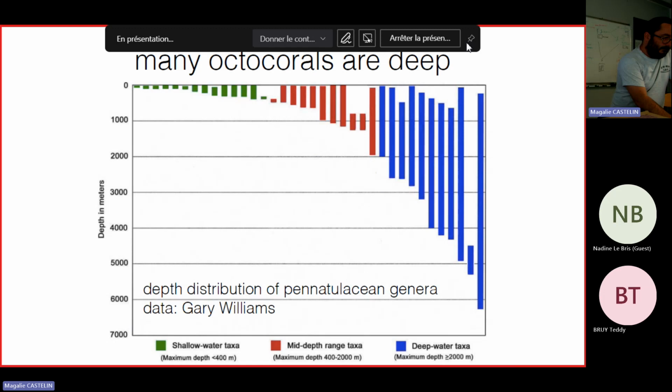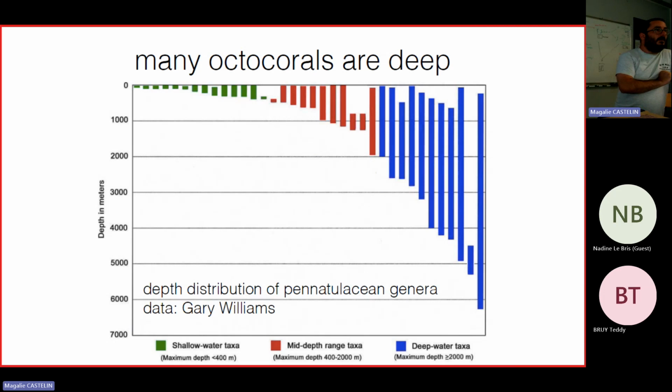Voilà. So, this figure is from a paper by Gary Williams on sea pens. And it shows you that most of the sea pens are a deep taxa. And look at the scale here. This is depth in meters, and this is 1,000 meters. So most of these taxa are quite deep, actually. I don't know if everything is quite readable for people in the back, but the red taxa have a maximum depth that is greater than 2,000 meters, for example.